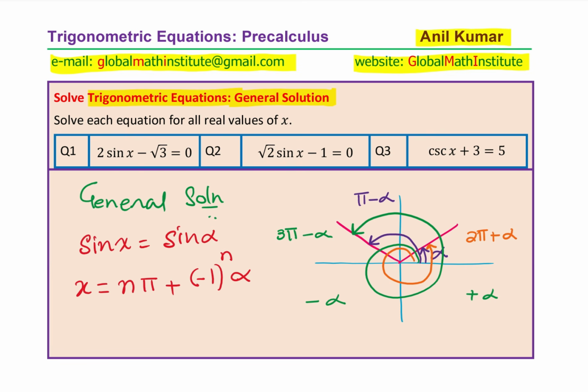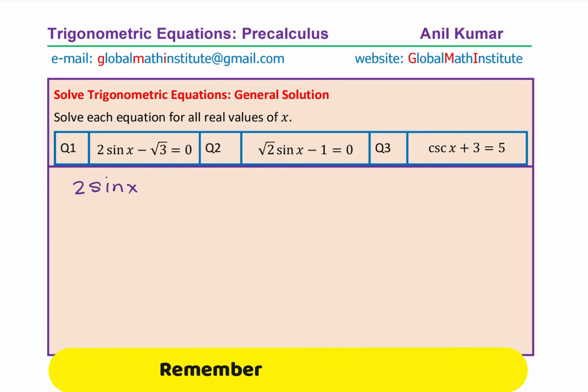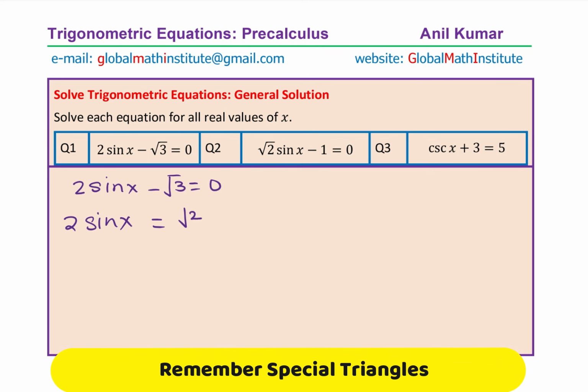So with these examples, we'll see how to work it out. Perfect. So let's take up the very first example, which is 2 sine x minus square root 3 equals to 0. Means 2 sine x equals to square root 3, let me go ahead in 2 steps. Dividing by 2, we get sine x equals to square root 3 by 2.